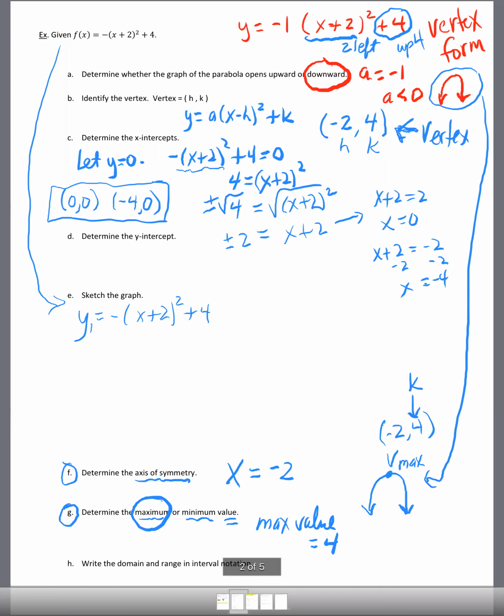The next one is to determine the y-intercept, and to find the y-intercept, the mathematics is usually a lot quicker, because to do that, we always let x equal 0. So if you go back to the original problem, it said that y is negative the group of (0 plus 2) squared plus 4. If you do the arithmetic here, 2 squared is 4, and you'll end up with -4 plus 4, so y is 0. So our y-intercept is (0, 0).